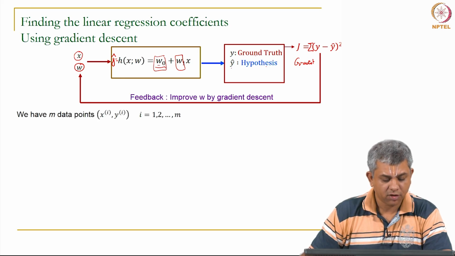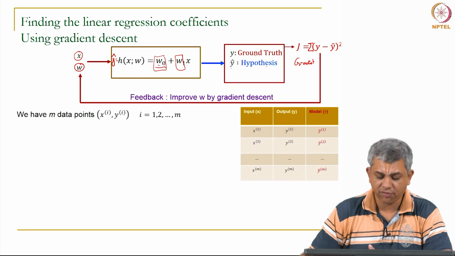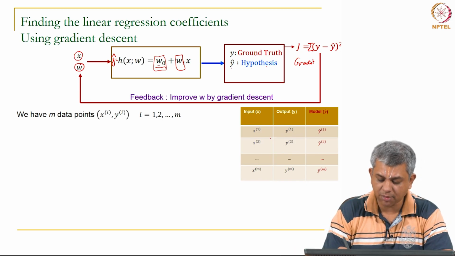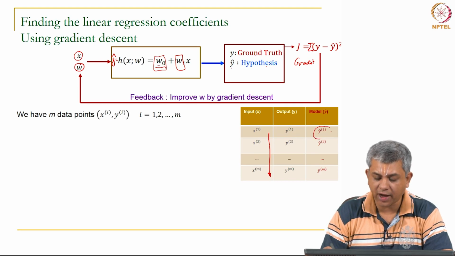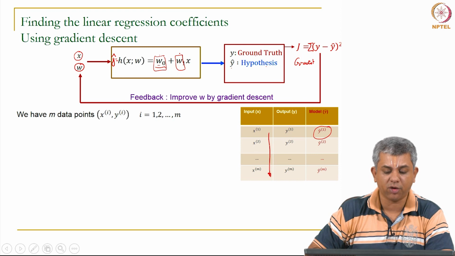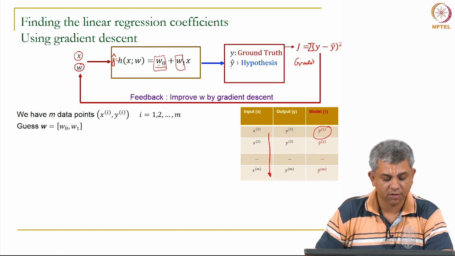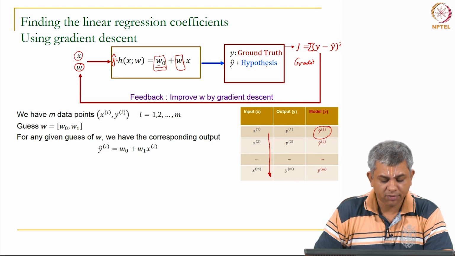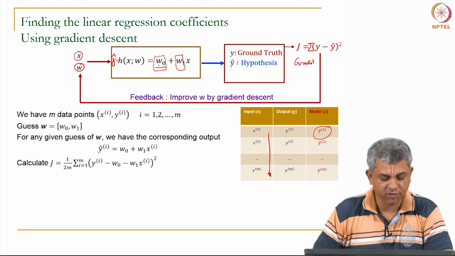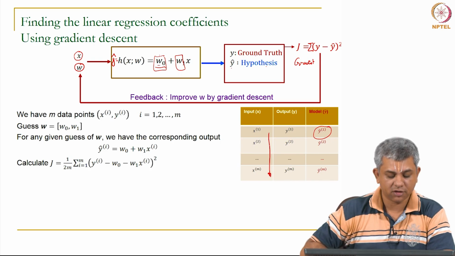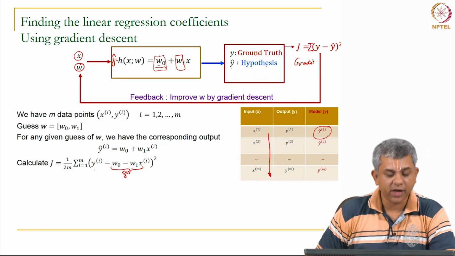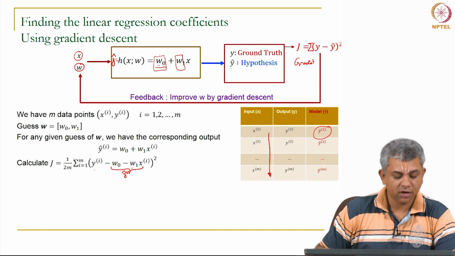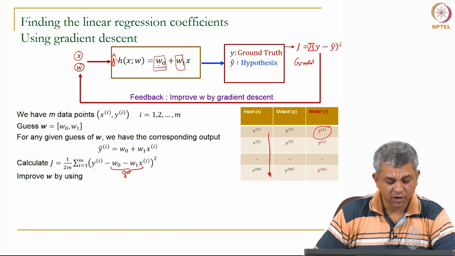So, let us see this again. You have m data points, let us say 51 just as an example. Now, for each of these data points you can get a corresponding y hat, provided I give you some guess for W 0 and W 1. Okay. You have the corresponding output, then you calculate the net cost function, which is y minus, remember what this is, y hat i.